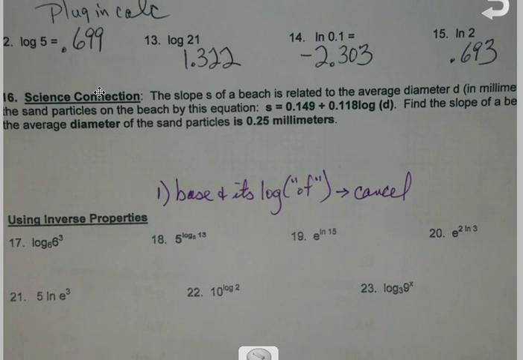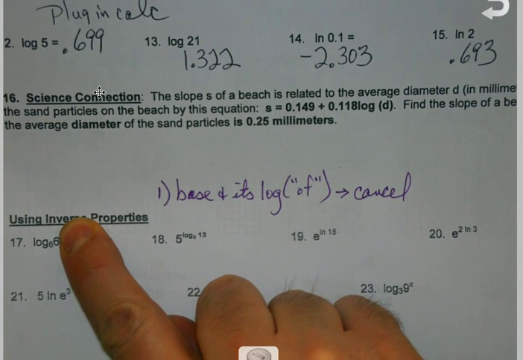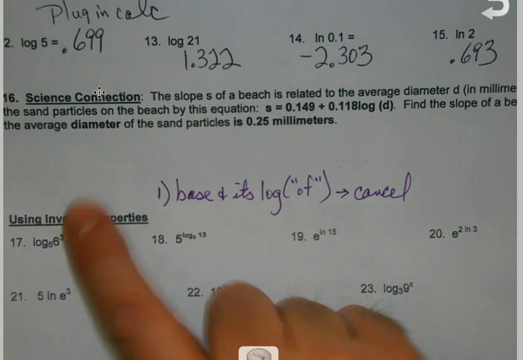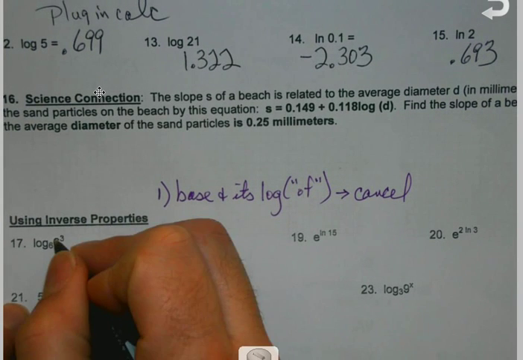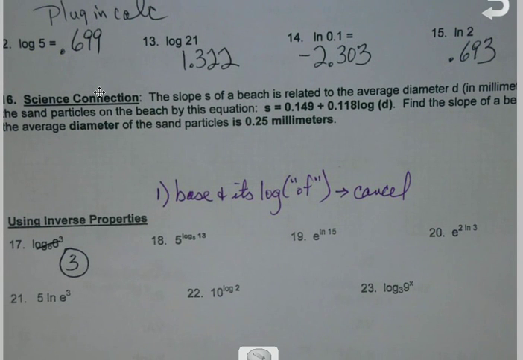Okay, so here's what I mean by a base and its log of number cancel if they're the same. In number 17, I've got log base 6 of 6. What you're going to find out later is if that was my whole problem, the answer would be 1, because I'd end up taking the log of 6 divided by the log of 6, which is 1. So whenever we see a situation like that, those 2 guys cancel and just leave me whatever's left up in the exponent.